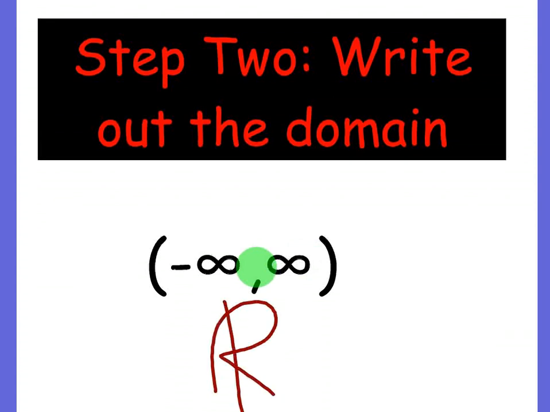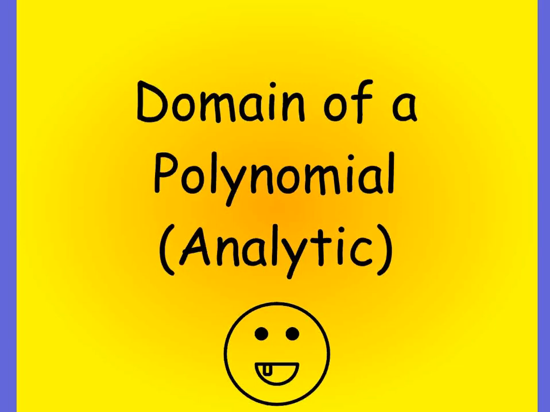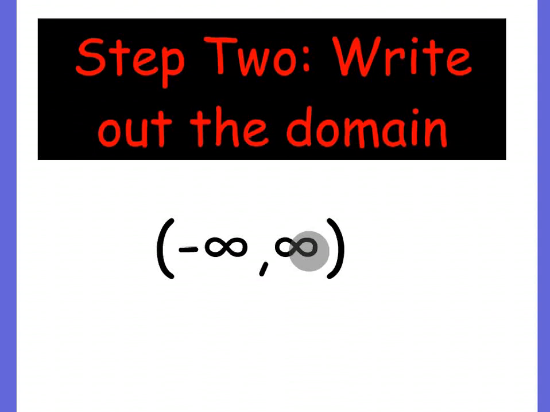So the gist of this lesson and the key is to identify the fact that it's a polynomial, and you'll be good to go, and you'll know that the domain must be all real numbers if it is indeed a polynomial. If you have any other questions about this lesson, let me know.